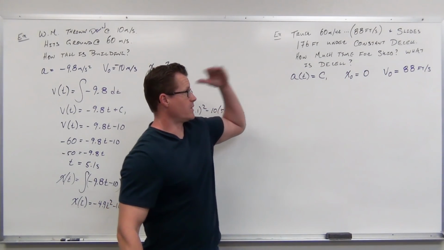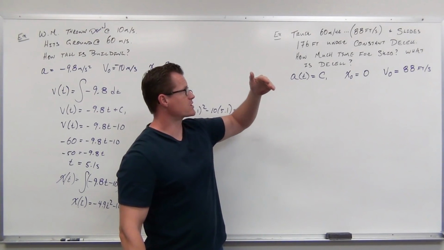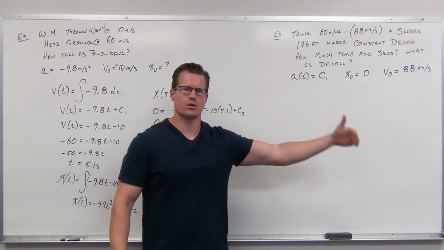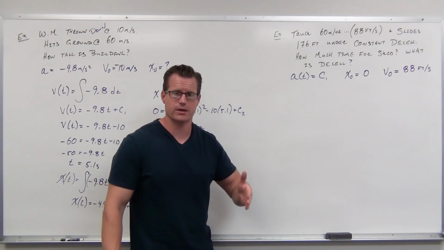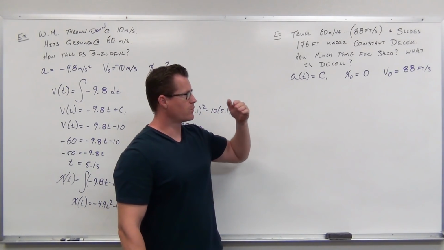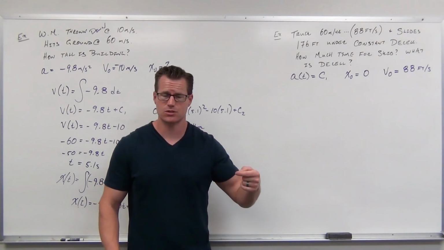So we thought about it, we go, okay, we have constant deceleration, we don't know what that is, it's part of our question. We know that we slid 176 feet from somewhere, so that was a total distance. Let's assume that we started at 0, that's when we applied our brakes. And we know that right when we applied our brakes, we were going 88 feet per second. Hope this is all making sense to you right now.